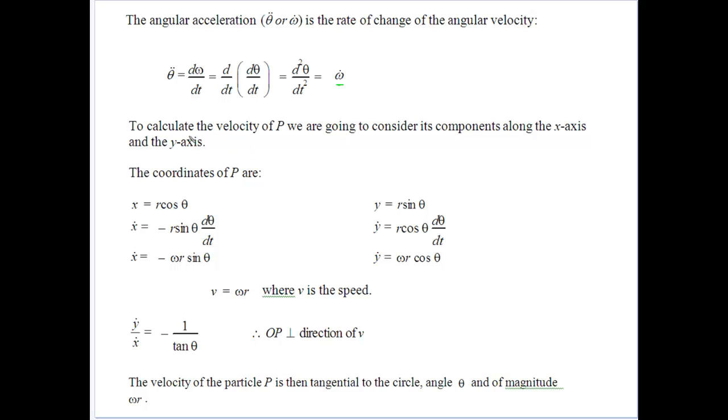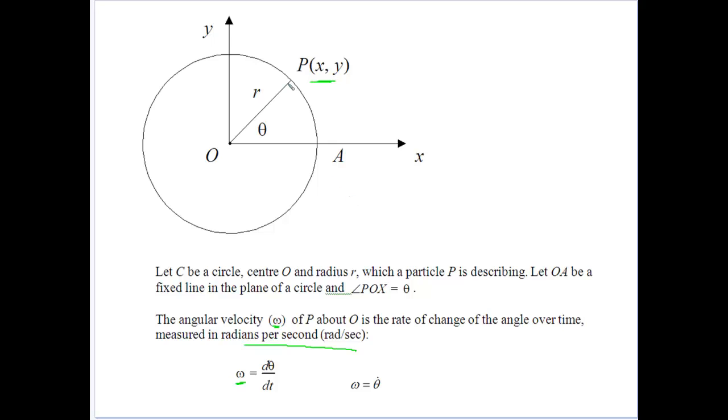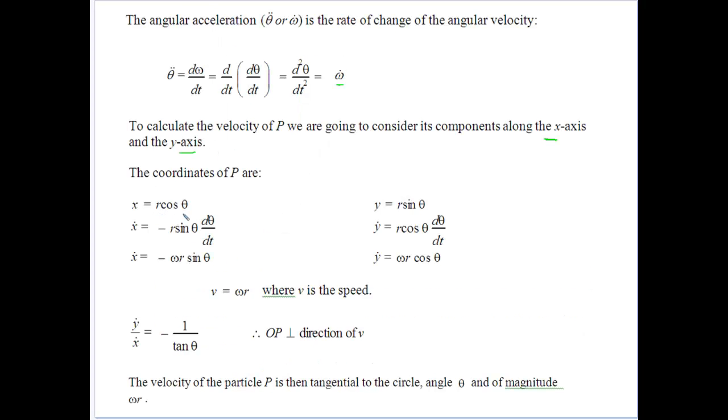So what we want to do is calculate the velocity of P. So we want to consider two things: the components along the x-axis and the y-axis. So if we go back to our diagram, along the x-axis, what would it be? And on the y-axis, what would it be? We're going to get r cos theta, and for y is r sin theta. And we've done lots of that sort of work before, because cos theta would be x on r, and sin theta would be y on r from that diagram.